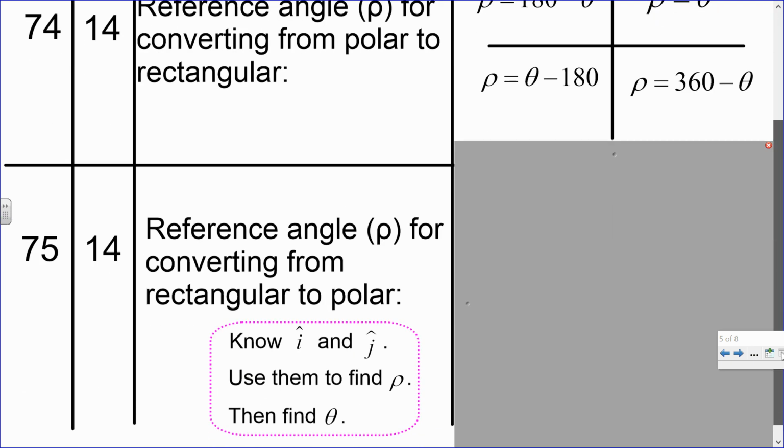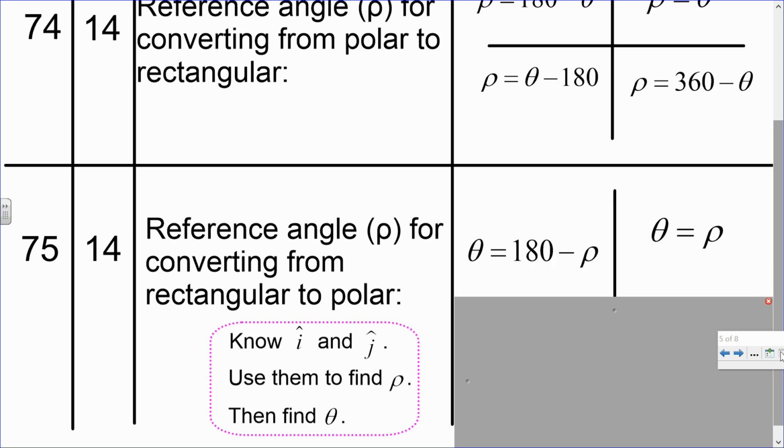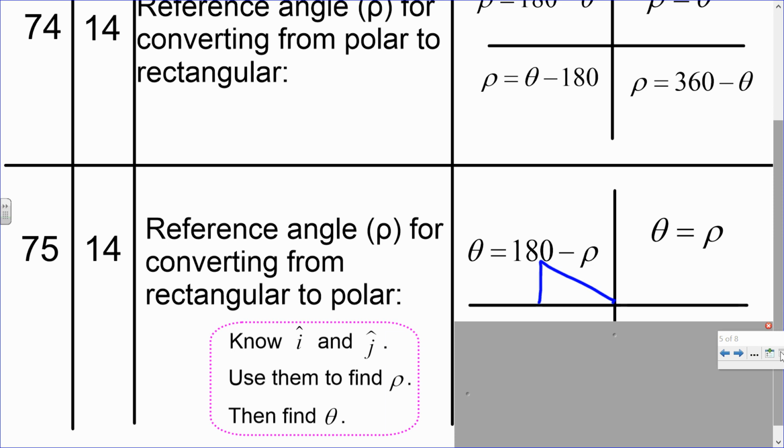If we want to go the other way, so this time we know what I hat and j hat are, so we draw a triangle. We take our inverse tangent, so we know what the angle is inside of the triangle. And now we're trying to find what to really write when we're writing the final answer in polar form. If we're in the first quadrant, that's easy. If we know that we took our I hat and our j hat, and we ended up in the second quadrant, so here was our rho, we know for polar, we really need this theta from the positive x-axis to our vector, so we need to take 180 minus the rho that we figured out.